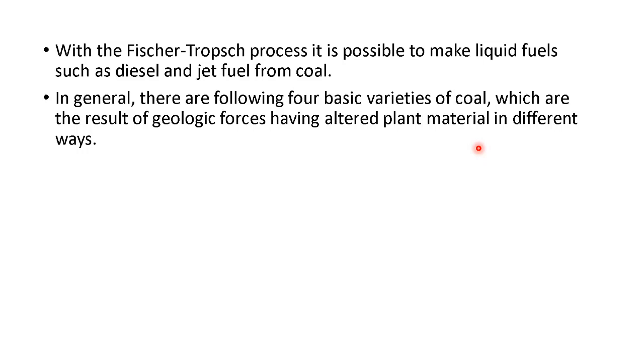With the Fischer-Tropsch process, it is possible to make liquid fuels such as diesel and jet fuel from coal. So by different processes, we can convert coal, which is a solid form of energy source, into a liquid, or even into gas form, but the fuel form is more preferable. In general, there are four basic varieties of coal, which are the result of geologic forces that have altered plant material in different ways.